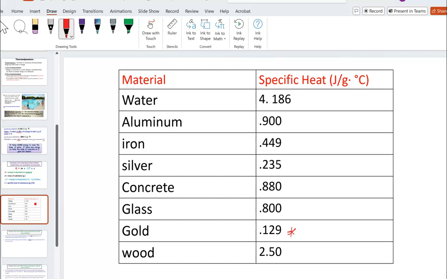Now, as you notice, aluminum, iron, silver, gold, they all have very low specific heats, and that's because they're metals. Metals are considered to be conductors, and they let heat pass through them very, very quickly. So all our metals are going to have low specific heats because they're good conductors. They're not going to absorb a lot of heat energy. It's going to let that heat energy pass through it, and the temperature is going to go up quickly.